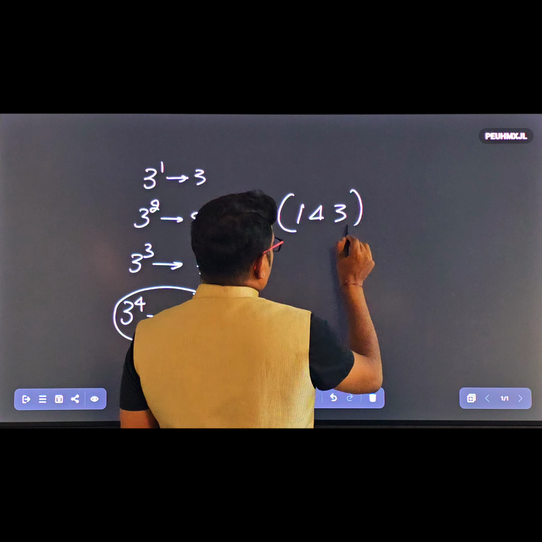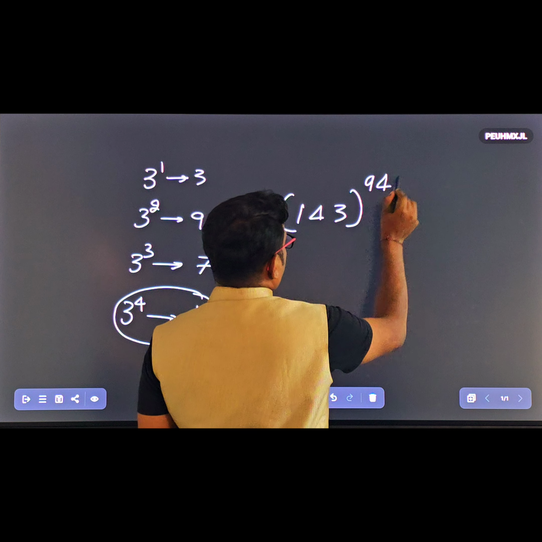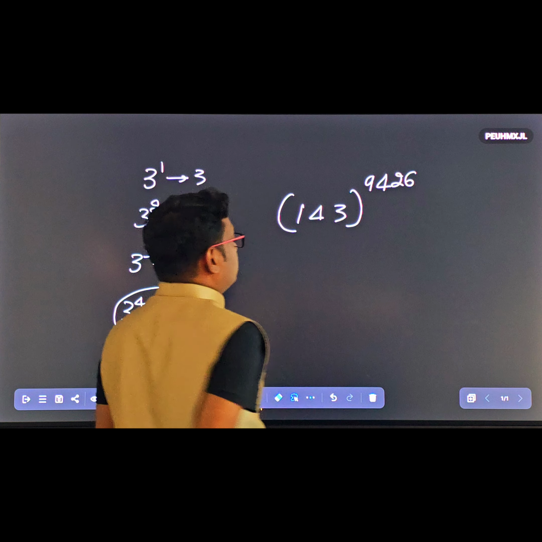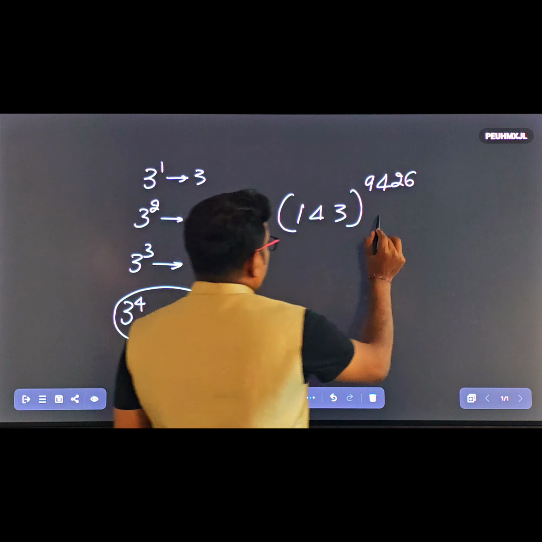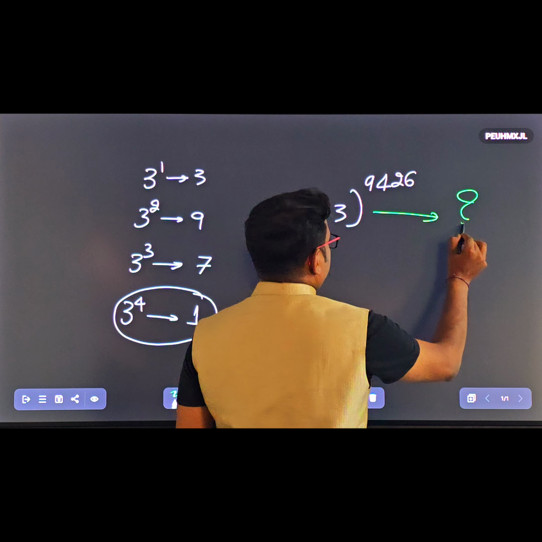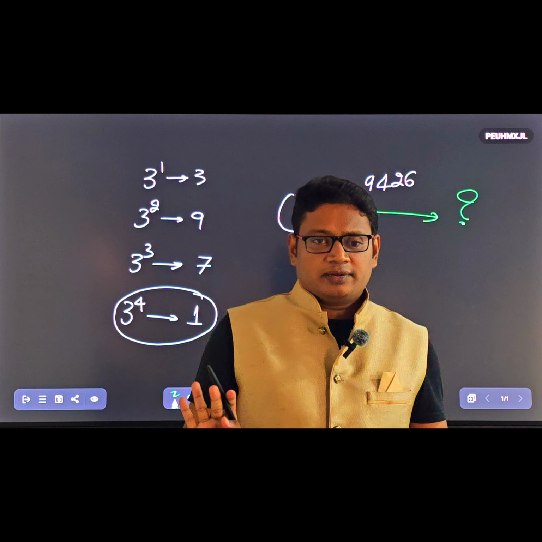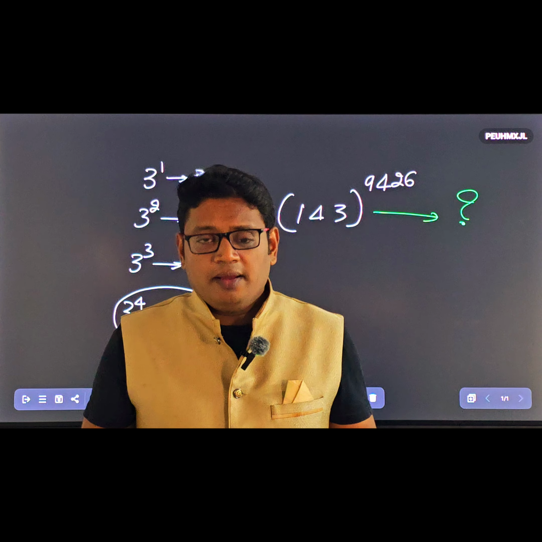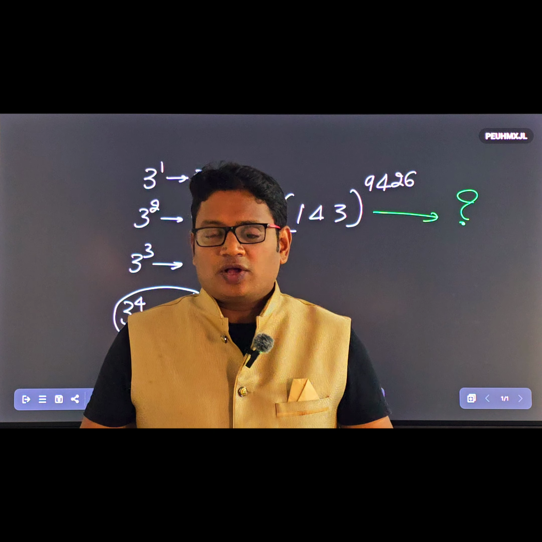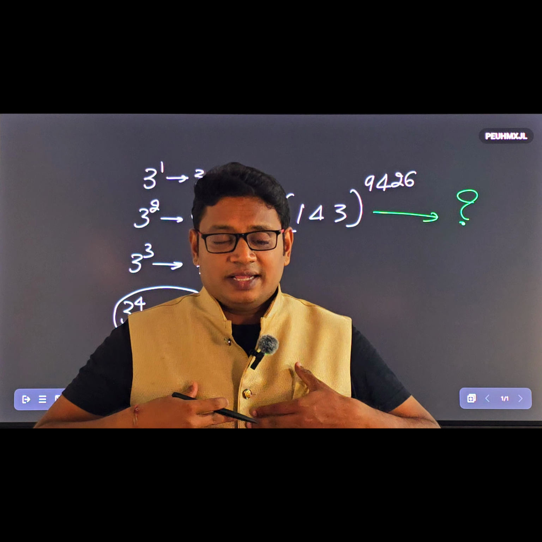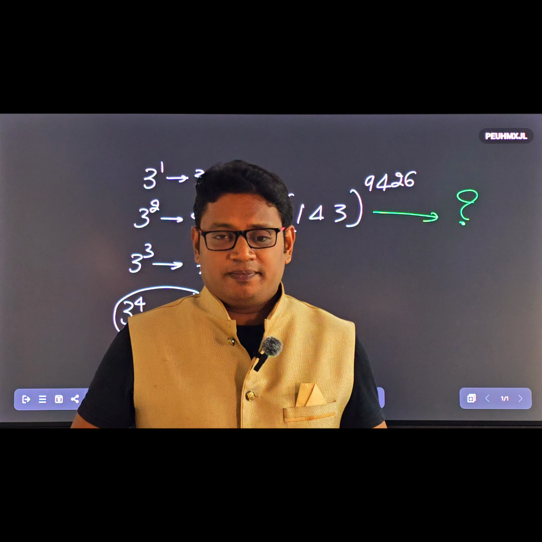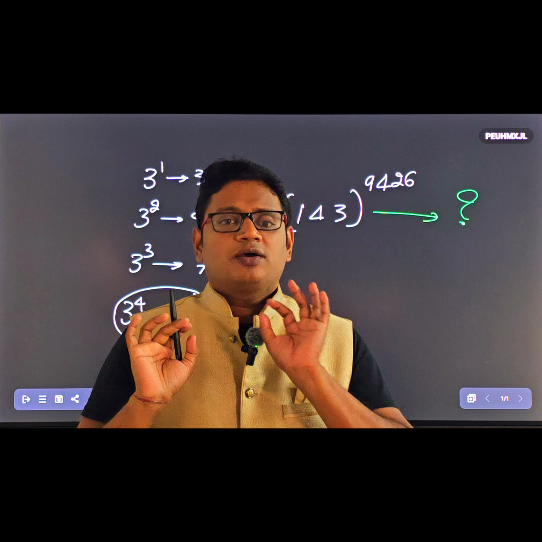143 to the power of 9426. They will ask, find the unit digit. You need not worry about the question. Why should I not worry about the question? Because I know the logic. I know the concept. Okay, I will learn the concept. I never worry about the question.